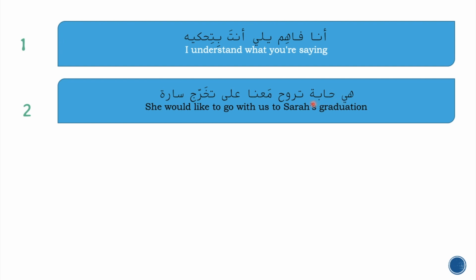هي حابة تروح معنا على تخرج سارة. هي حابة, she likes, she would like. تروح, she goes, معنا, with us, على, to, تخرج, graduation. Sarah is Sarah. So حابة is conjugated from the verb حب.